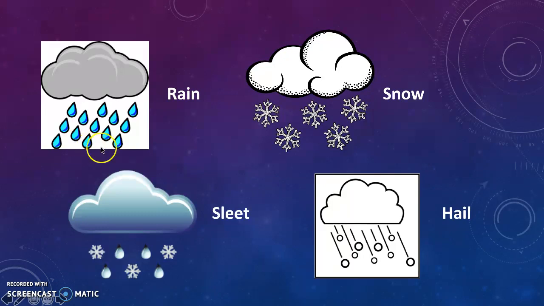The first one is rain. So rain is just little droplets of water that fall from the clouds. Snow is a solid form of precipitation produced by sublimation of water vapor. Sleet is frozen or semi-frozen rain formed when raindrops freeze as they pass through a layer of cold air. And lastly, hail is spherical ice pellets having layers and formed by the constant freezing of layers of water.